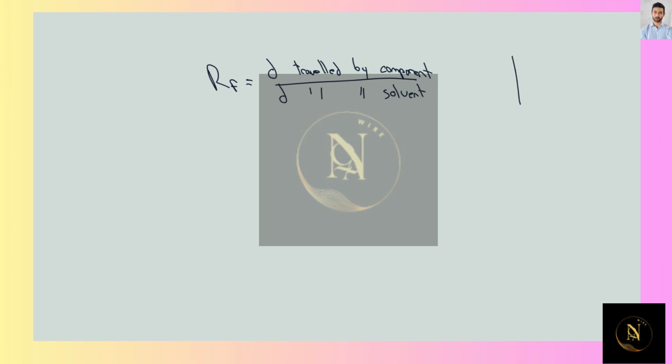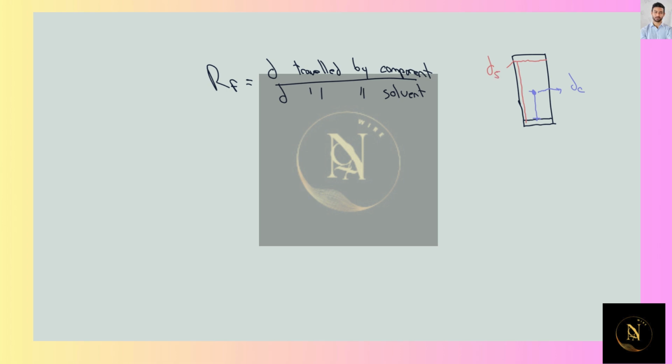Whenever you have your chromatographic plate, let's say that this is the beginning, the solvent is going to travel a certain distance and you're going to find a spot at some point in your plate. So the retention factor would be the distance of the component, which I'm going to label as dc, divided by the distance of the solvent, ds, right?